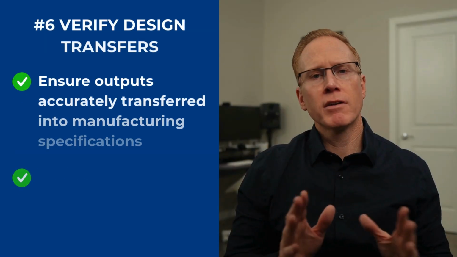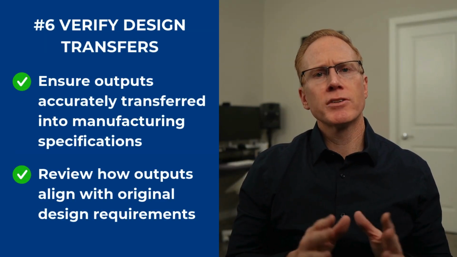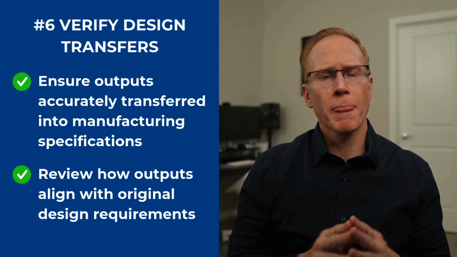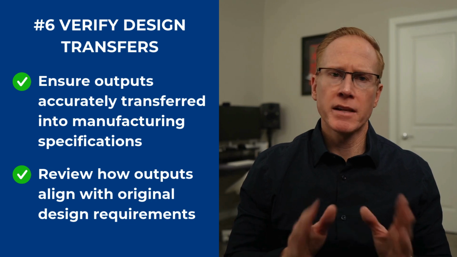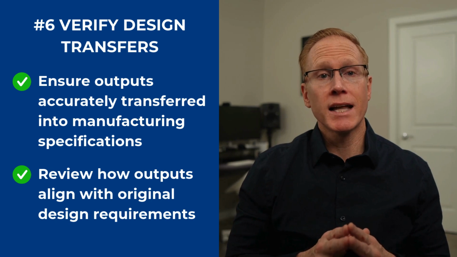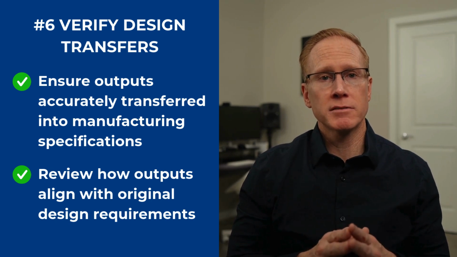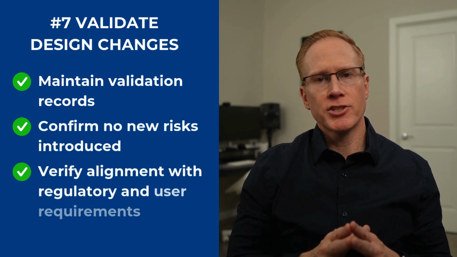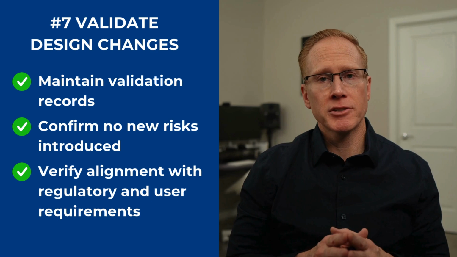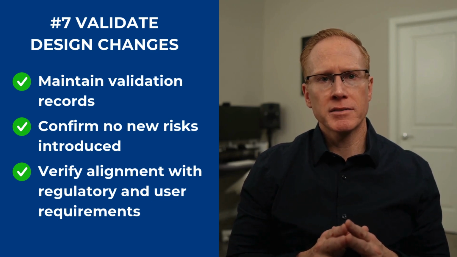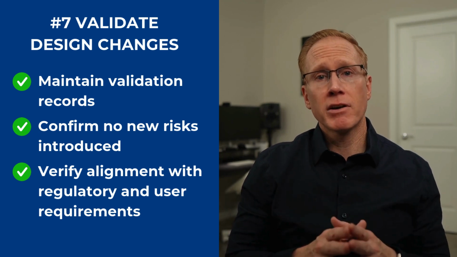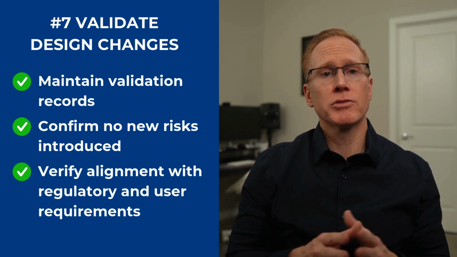Number 6, verify design transfers. Ensure design outputs are accurately transferred into manufacturing specifications, such as assembly instructions, inspection standards, and test protocols. Review how these outputs align with the original design requirements. Number 7, validate design changes. For any design changes, whether during development or post-production, maintain validated records. Validate changes to confirm they don't introduce new risks and verify alignment with regulatory and user requirements.